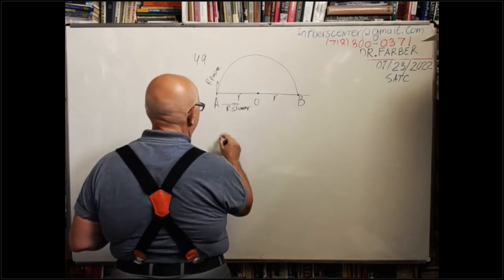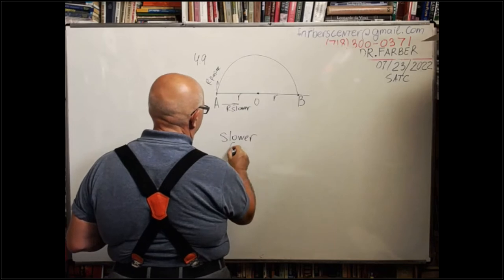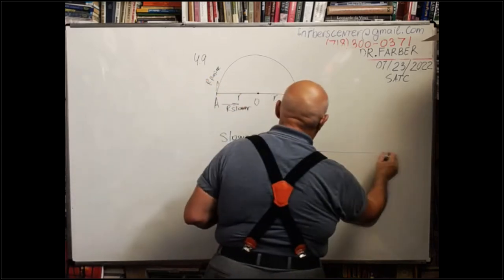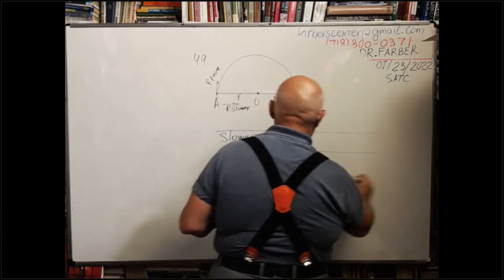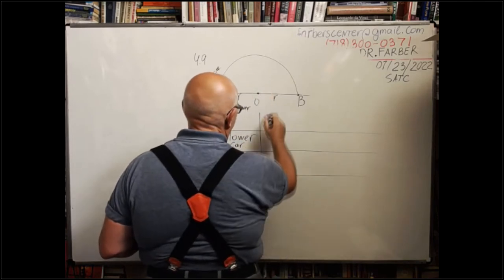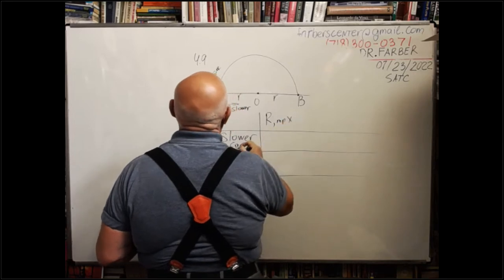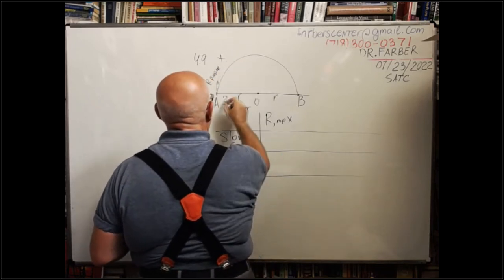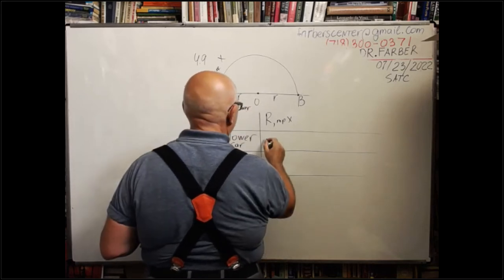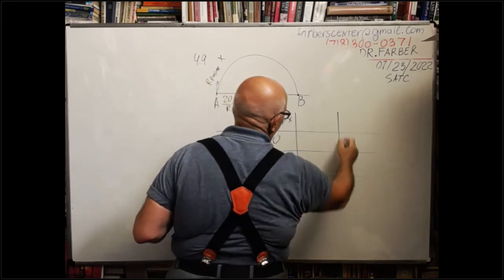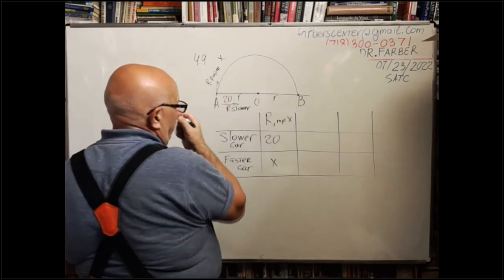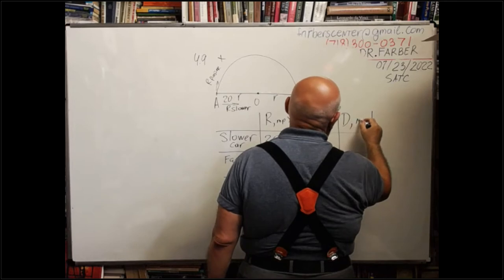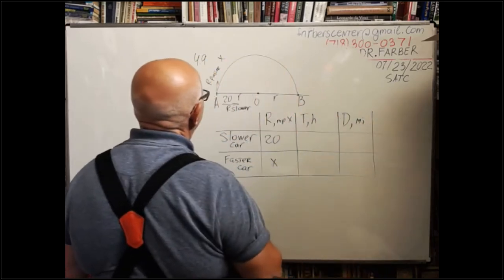So like we did before, again, a matrix. We have the slower car and the faster car. Rate in mph: for the faster car we don't know, so this is x, right? And for the slower car this is 20 mph. Next, this is time in hours, and this is distance in miles.